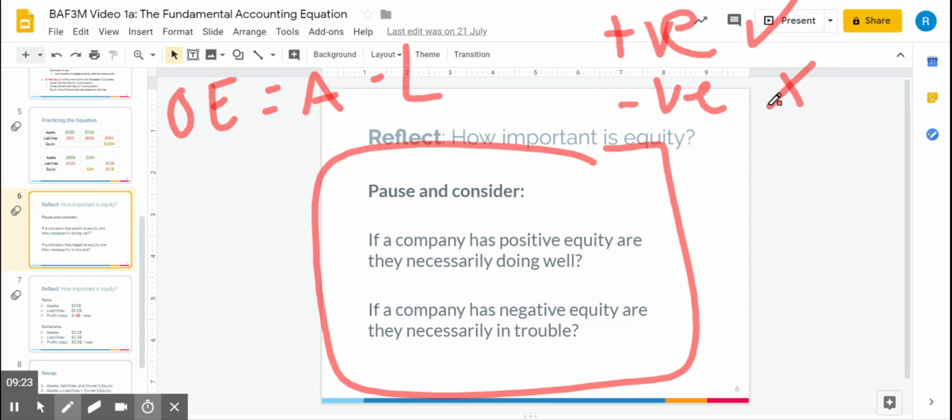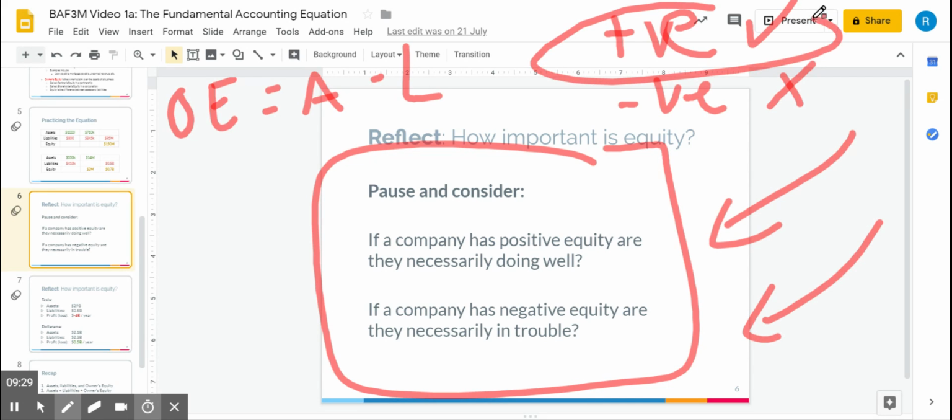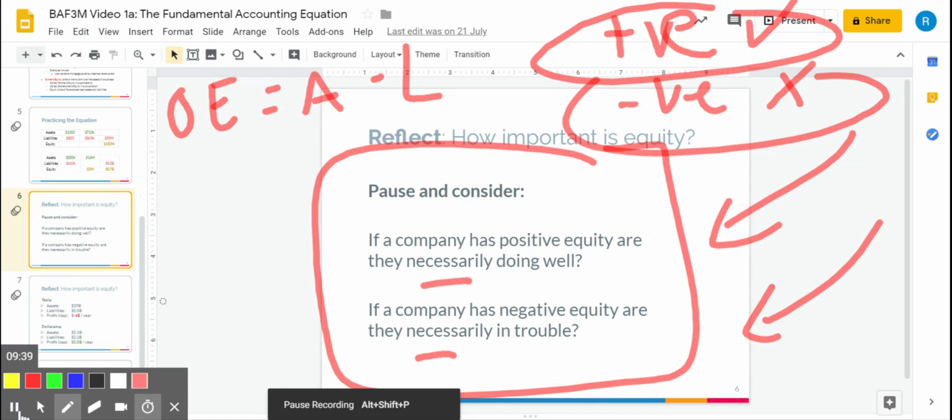And it's going to get more nuanced and complicated than that. But consider these 2 questions. If a company has positive equity, is it always necessarily doing well? And if a company has negative equity, is it always necessarily doing badly? What's kind of missing here? So think about that for a sec and pause it.